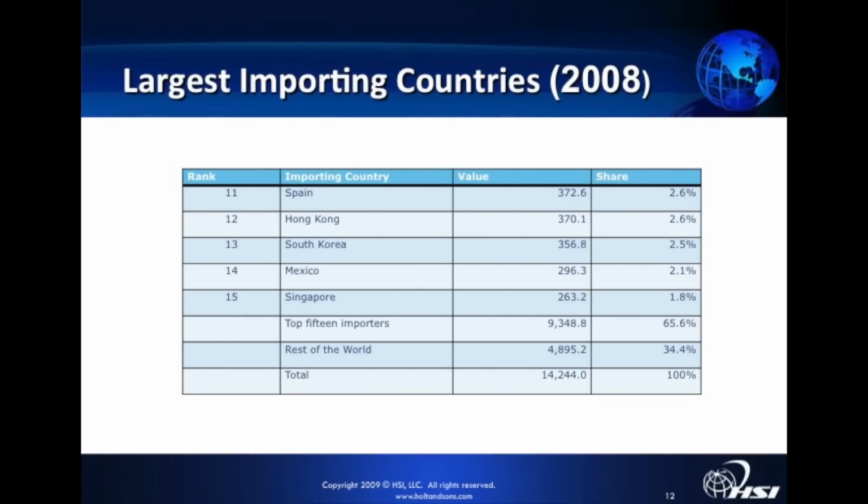Now here you see that the smaller countries, Spain, Hong Kong, South Korea, Mexico, they all represent a much smaller share of the overall market. And actually, the top 15 importers appear to have almost 65% of the world imports. Now, that's going to be changing as these growth economies, such as the BRICS, Brazil, Russia, India, and China, take their rightful place as growing economies in the world market. And the rest of the world only represents 34%.